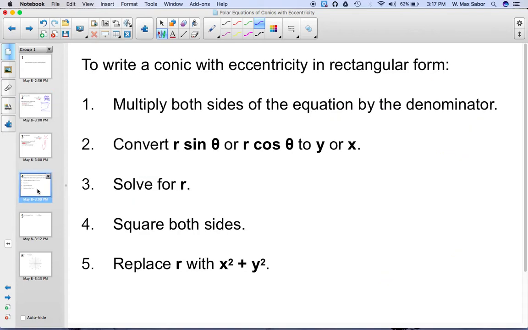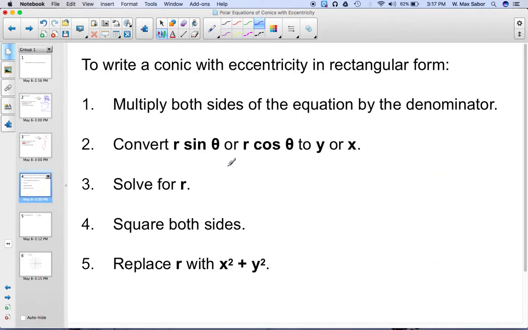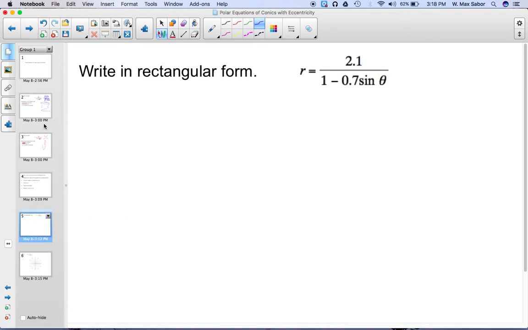So the way we're going to write a conic with eccentricity in rectangular form: multiply both sides of the equation by the denominator, because each of these had theta in the denominator. Convert r sine theta or r cosine theta to y or x. Then we will solve for r, square both sides, and replace r squared with x squared plus y squared. So let's write this one in rectangular form.